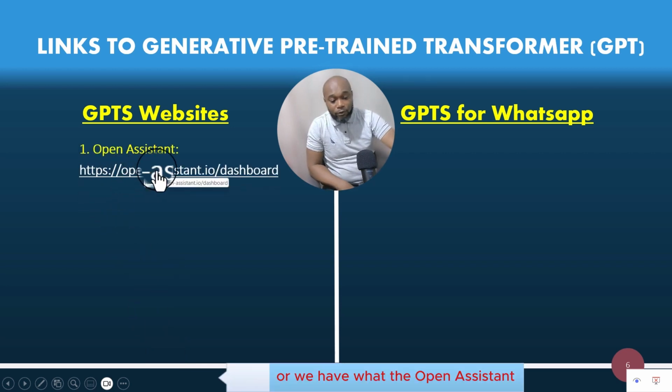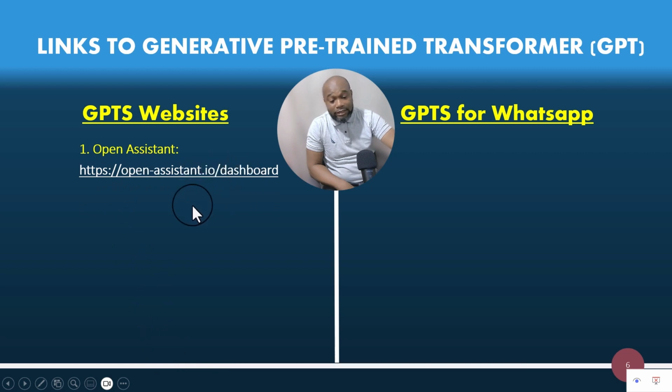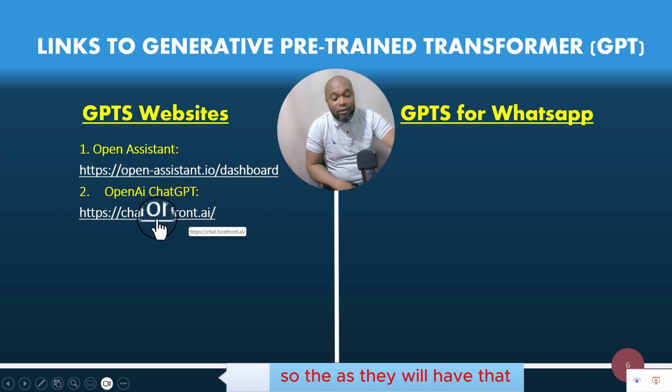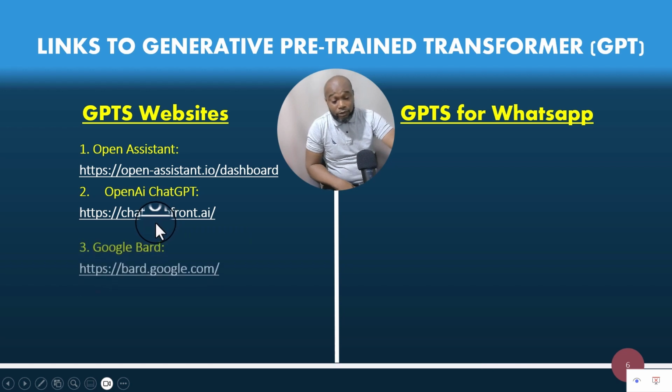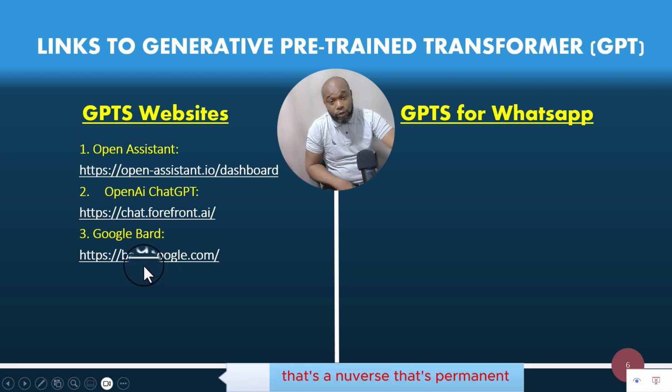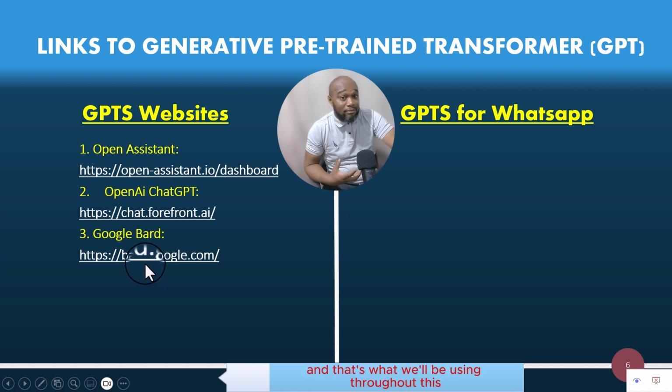We have the Open Assistant, the OpenAI ChatGPT assistant. ChatGPT is popular, so we have Forefront, chats.forefront. We got Google Bard. That's the newest experimental option by Google, and it's quite intuitive, and that's what we'll be using throughout this presentation.